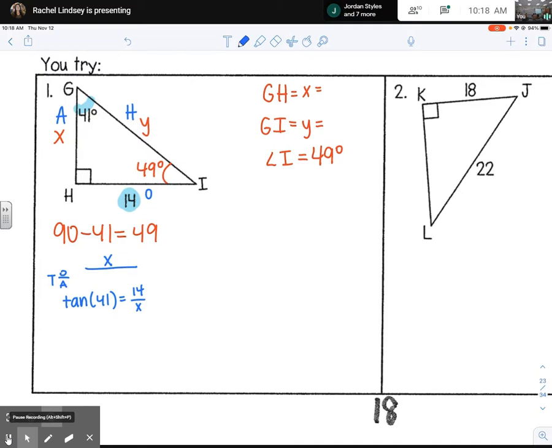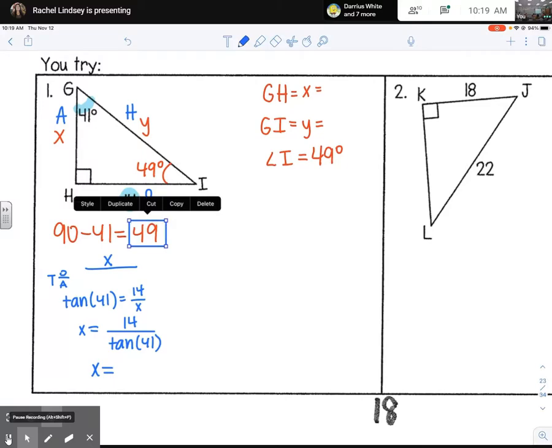Because x is on the bottom, what do I need to do with both those? Flip them so that it's in a fraction. So x equals 14 over tangent of 41. What would x be? 16.9.